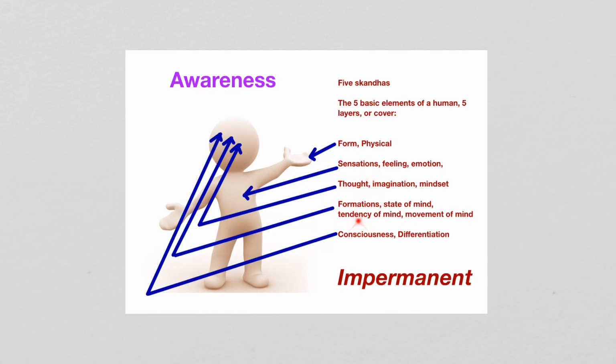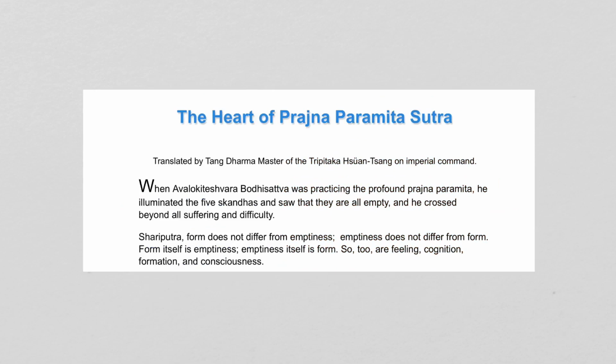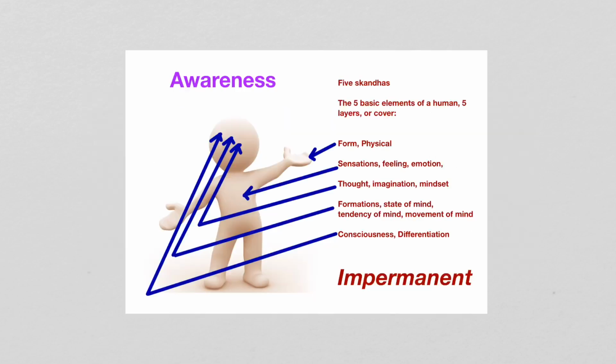The 4th and 5th skandhas are with our mind. The first is with our form, our physical body. The second is our sensations, our feelings, our emotions, our heart, those things. That is what it means by form, and then feeling, connections, formations, and consciousness. This is what we deal with every day.